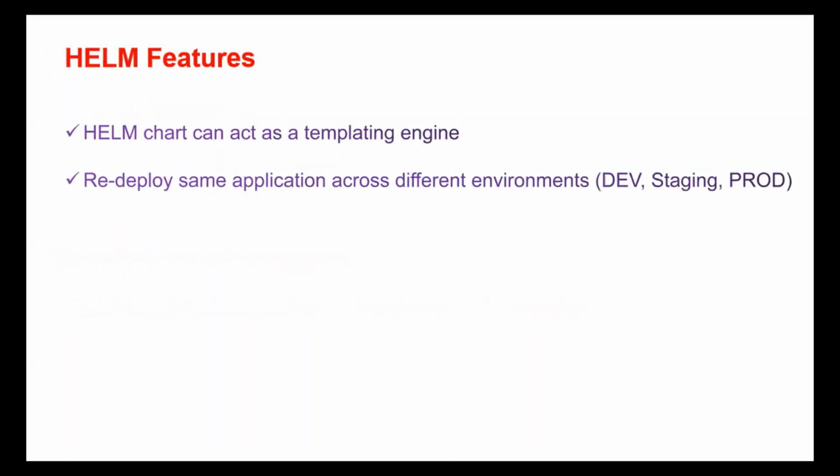Now, what are all the features of a Helm chart? A Helm chart can act as a templating engine, and we can redeploy the same applications across different environments. For example, now we have a Helm chart for Prometheus. So if we want to deploy that Prometheus monitoring tool across the dev, staging, and prod environments, we can leverage the same Helm chart. That's the reason it's said that it can act as a templating engine.